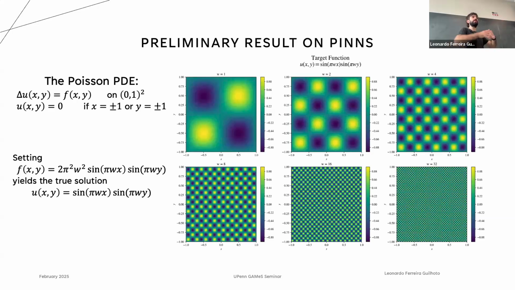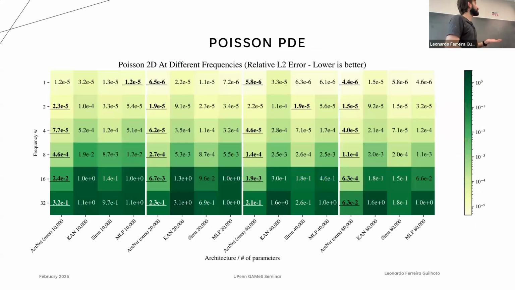They're solved independently. I'm solving the Poisson PDE different times using different things, and I'm seeing how it performs when we are looking at low frequency content or high frequency content. And the result is overwhelmingly that ActNet outperforms all the other ones for almost all cases. You can see over here, the first block is networks with 10,000 parameters, then 20,000 parameters, 40,000 parameters, and 80,000 parameters. And on the y-axis, you have the frequency.